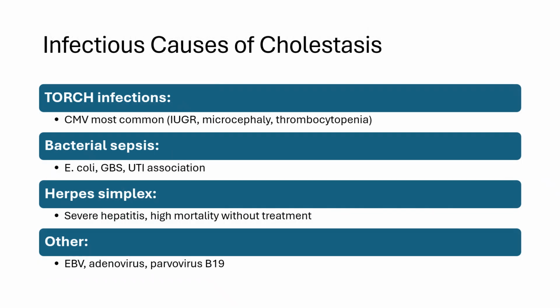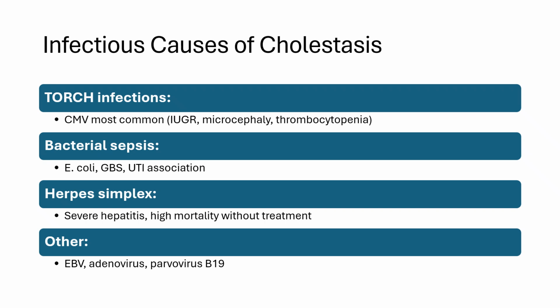Infections rank among the most common causes of neonatal cholestasis, with mechanisms ranging from direct hepatocyte invasion to inflammatory bile duct injury. Timely recognition allows targeted treatment that can prevent permanent liver damage. TORCH infections each produce characteristic patterns.